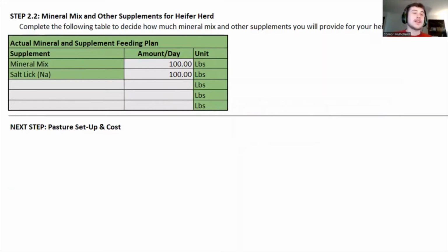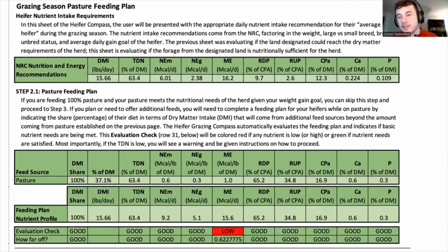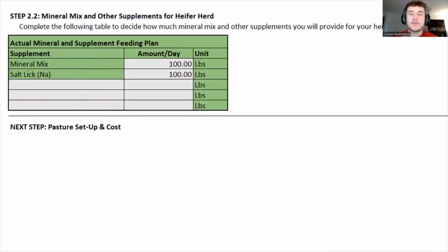That being said, you can also implement any supplements, any mineral, anything that's not an energy source or a protein source. You could put that in below that just as an economic consideration. Plus, if you see that you're low on calcium or phosphorus and you supplement with the mineral mix with calcium or phosphorus, you can obviously ignore that.